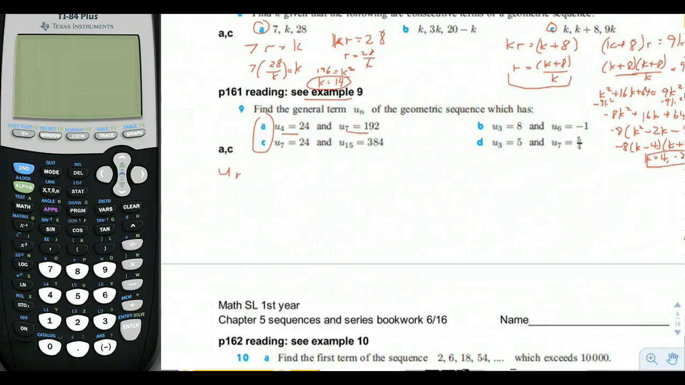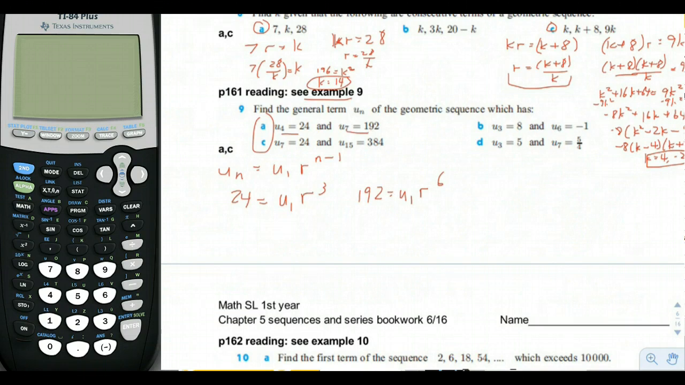So we would have un is equal to u1 times r to the n minus 1, right? So if u4 is equal to 24, then we could write u4, which is 24, is equal to u1, which we don't know yet, times r to the 4 minus 1, which is 3. And then for the u7 term, we could write 192 equals u1 times r to the 6th.